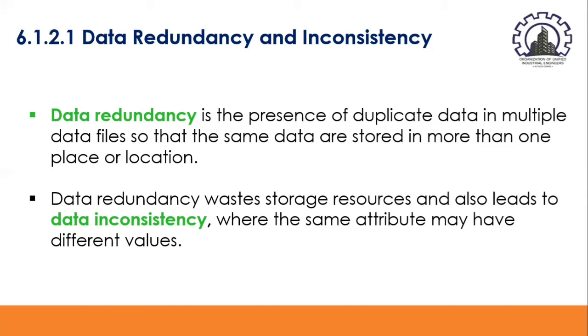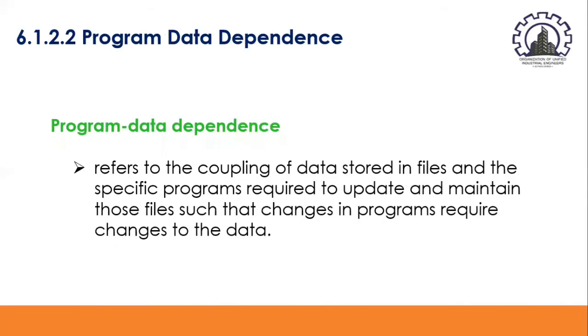Aside from data redundancy and inconsistency, we also have what we call program data dependence. And what is meant by program data dependence? It refers to the coupling of data stored in files and the specific programs required to update and maintain those files, such that changes in programs require changes to the data. This means that every traditional computer program has to describe the location and nature of the data with which it works. So in a traditional file environment, for example, any change in a software program could require a change in the data accessed by that program, all right?